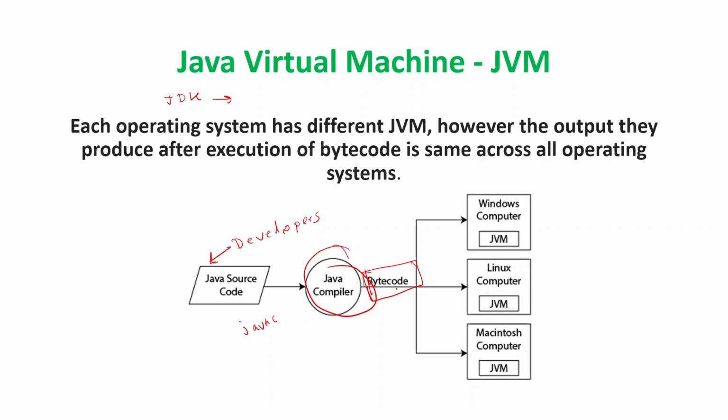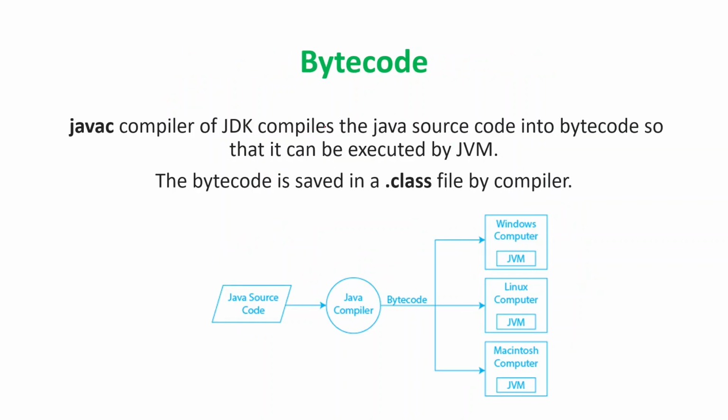Now we can use this bytecode inside any operating system. That's why we are saying here each operating system has a different Java Virtual Machine, but all these Java Virtual Machines can run this bytecode and produce the same output. The output will be the same inside any operating system, whether it is Mac, Linux or Windows. So bytecode means what? It is intermediate code between machine code and source code.